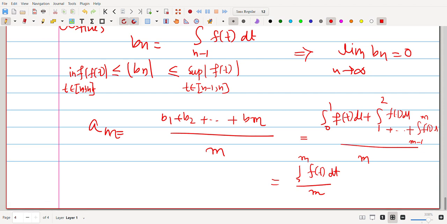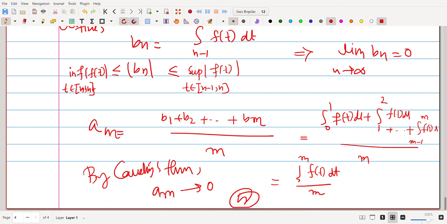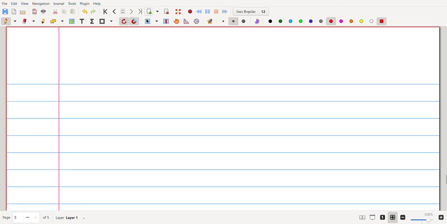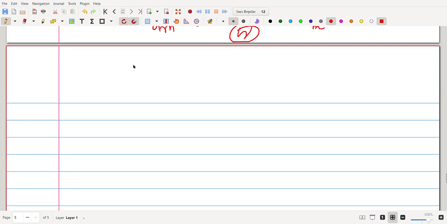Then by Cauchy's theorem, since b_m goes to 0 as m goes to infinity, a_m also goes to 0, hence b is correct. The last problem was easy if you know the technique. So f is a continuous function given such that this holds.